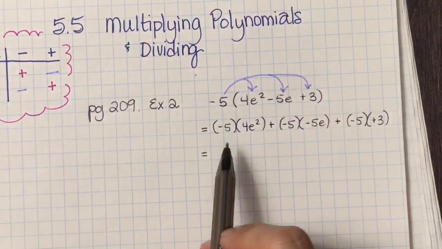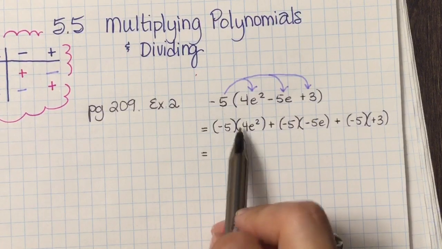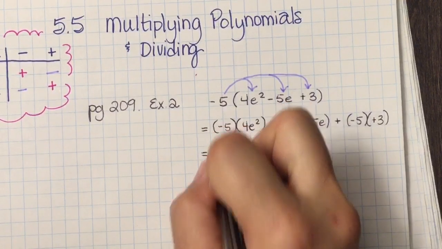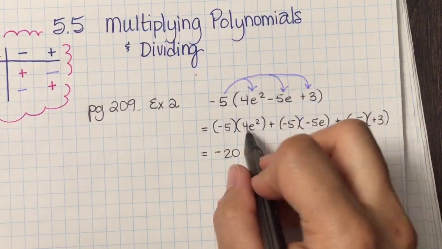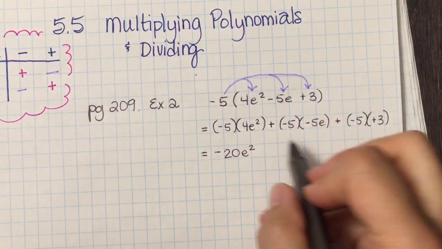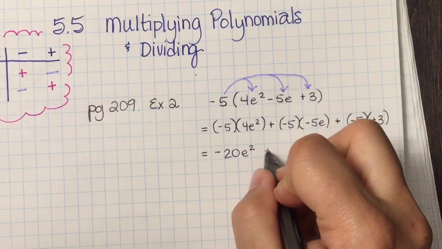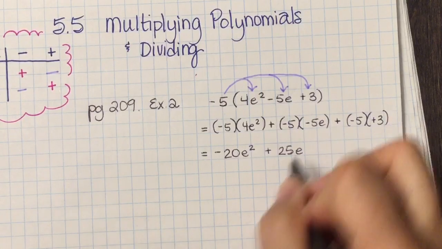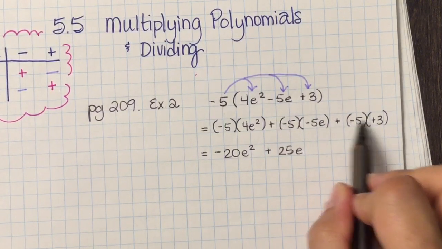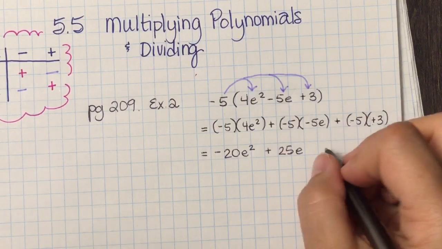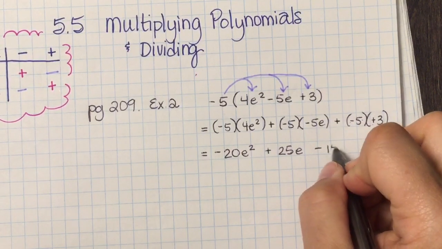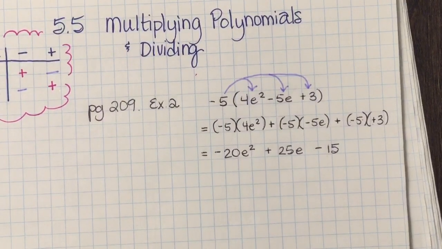Okay, so let's simplify each one. So minus 5 times 4, well, that's a negative times a positive. So that's going to be negative, and then 20. And our term stays the same, e squared. Negative times a negative, that's a positive. 5 times 5 is 25. And our variable doesn't change. And the next one, negative times a positive is negative. 5 times 3 is 15. Okay, there we go. That's how we multiply polynomials using the distributive property. Okay, it's not that bad.